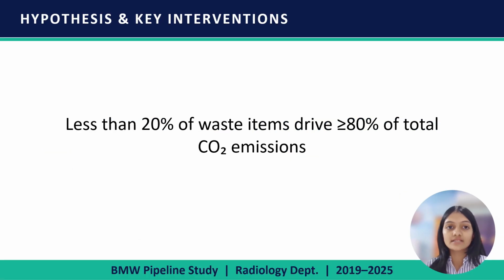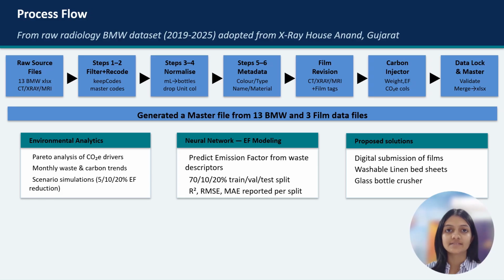So our hypothesis basically states that less than 20% of waste items contribute to 80% or more of total carbon dioxide emissions. This is based on the Pareto principle, and if validated, controlling a small number of high-impact items can significantly reduce overall emissions. The analysis began with 16 files containing 63 biomedical waste items.